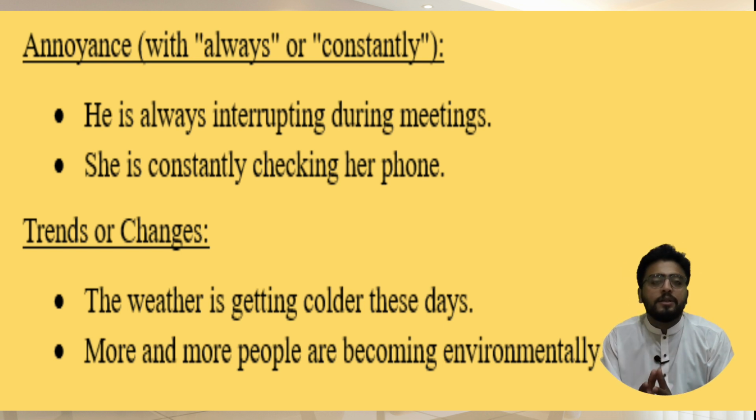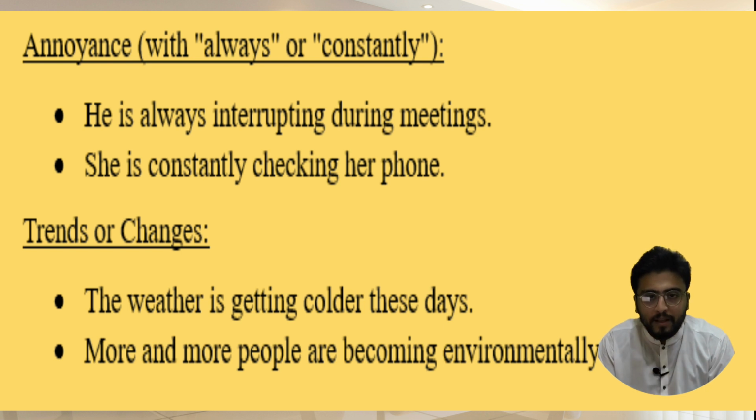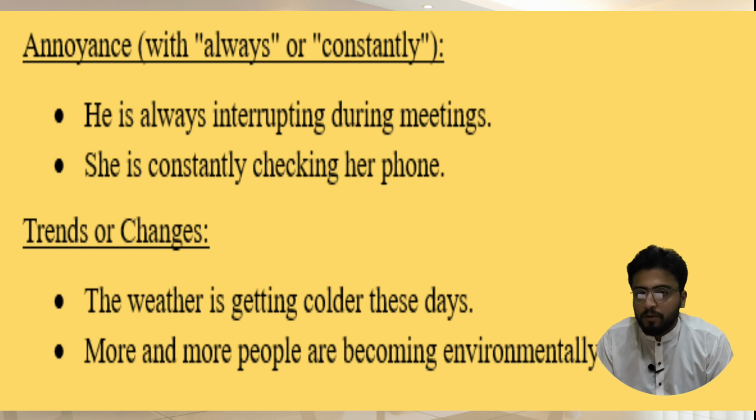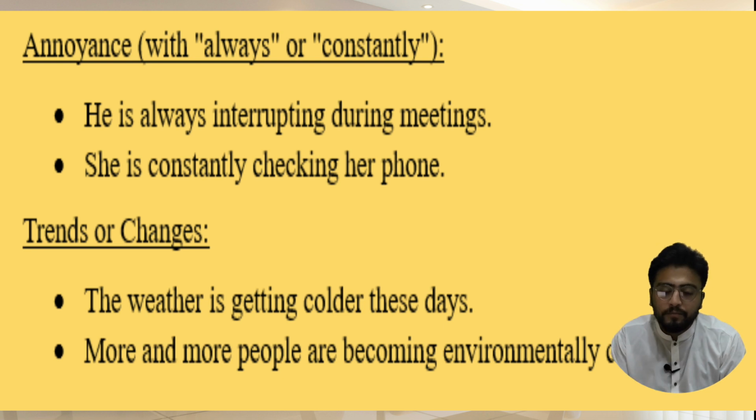She is constantly checking her phone. So here it shows that a woman is worried about someone's call, or is waiting for someone's call and is constantly checking her phone. So when we need to use always or constantly, we use present continuous or present progressive tense.